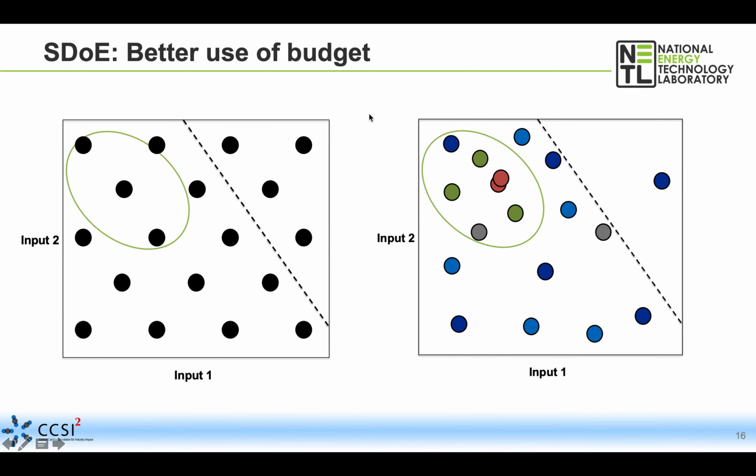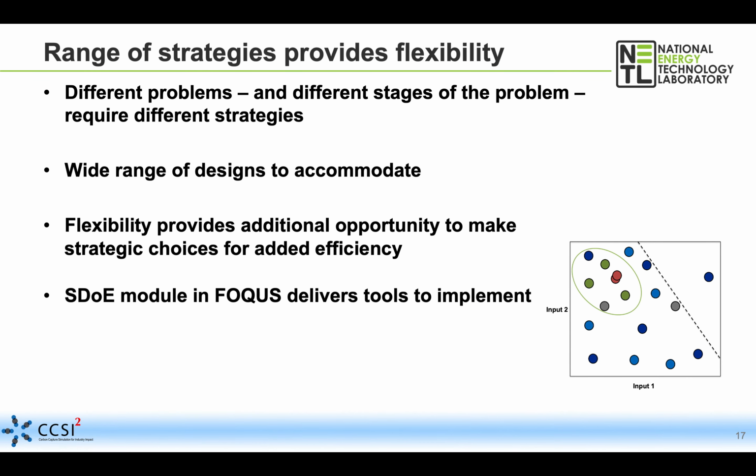So you can just see here that by using that sequential design of experiments, we were able to use our budget of 18 runs more wisely, more strategically, and really target the information that we're getting in the process.